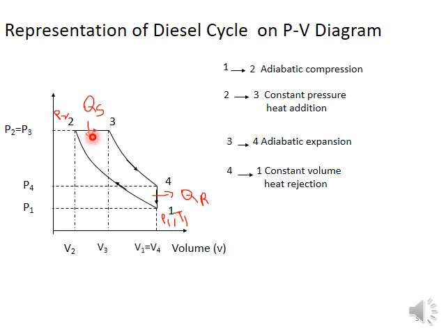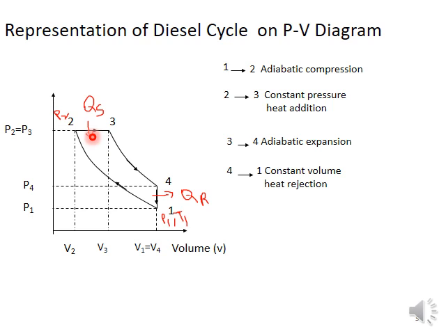This is the compression process from 1 to 2, and it is an adiabatic process, which means P1 V1 to the power gamma is equal to P2 V2 to the power gamma. Next, V2 by V1 is also equal to T2 by T1 whole power 1 by gamma minus 1. That we will discuss in the next slide.